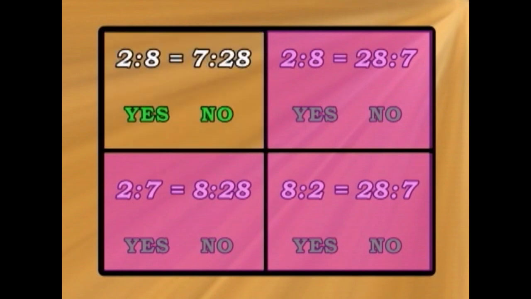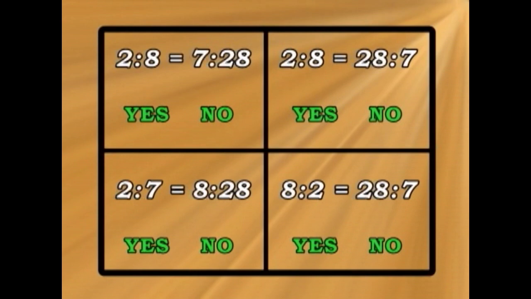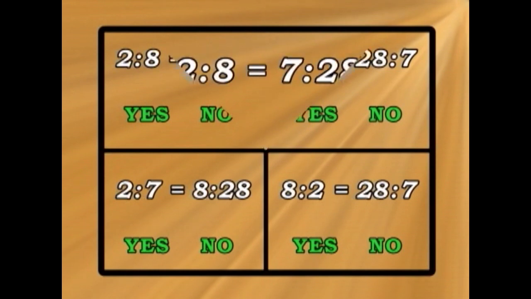You can see 2 to 8 equals 7 to 28. 2 to 8 equals 28 to 7. 2 to 7 equals 8 to 28. And finally, 8 to 2 equals 28 to 7. Let's work them out, shall we, and see which of them are equivalent ratios.